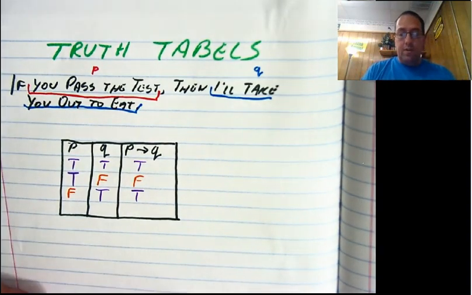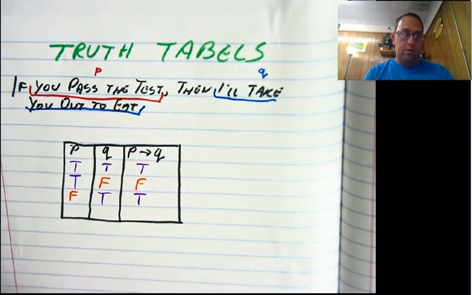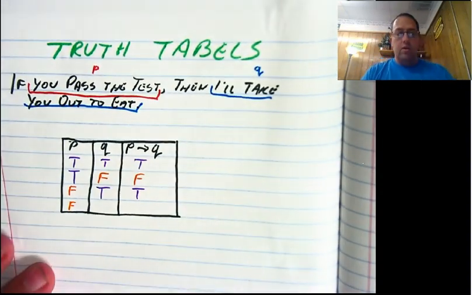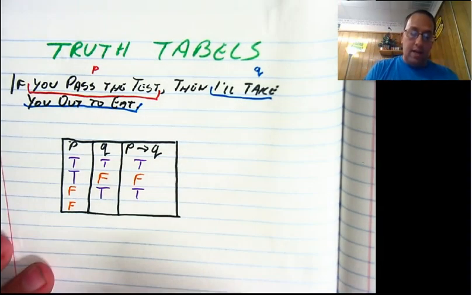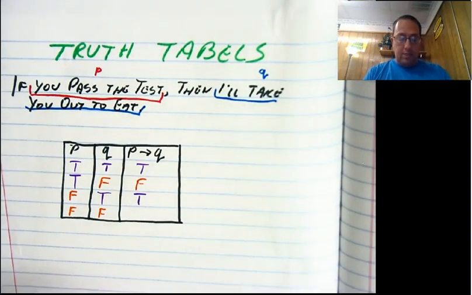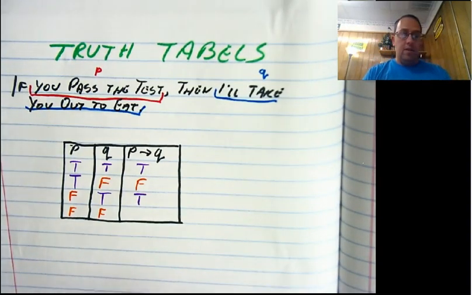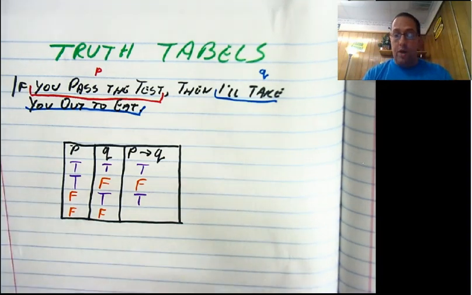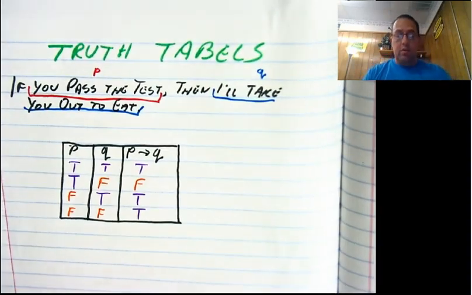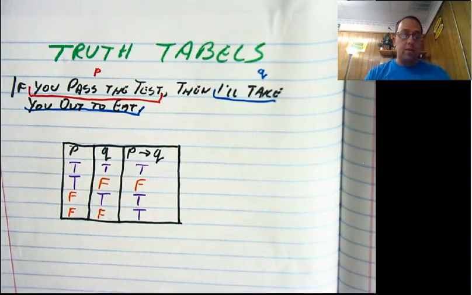In order for this to be false, the hypothesis has to be true. There's only one other option here. You failed the test, and I did not take you out to eat. Did I make a true statement when I told you that if you passed, then I would take you out to eat? Well, yeah, as far as we know, because you didn't pass, so it has no bearing on what I do after that. I still made a true statement. If you had passed, I still would have taken you out to eat.